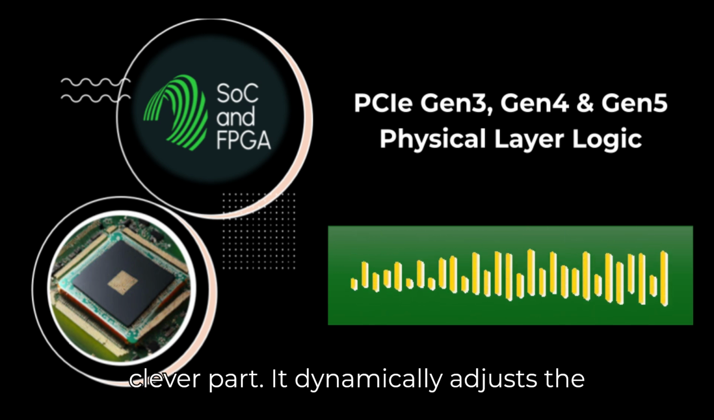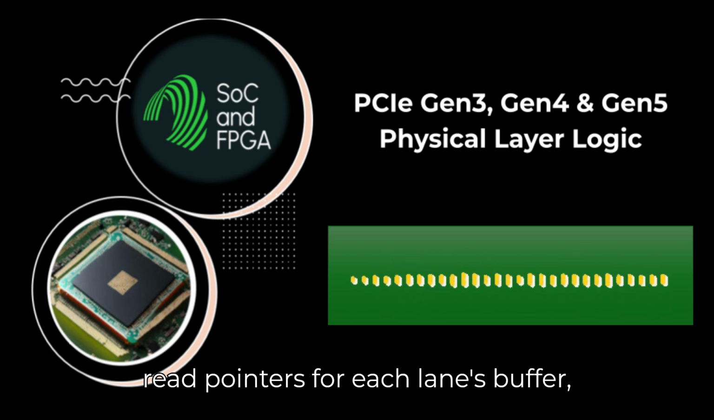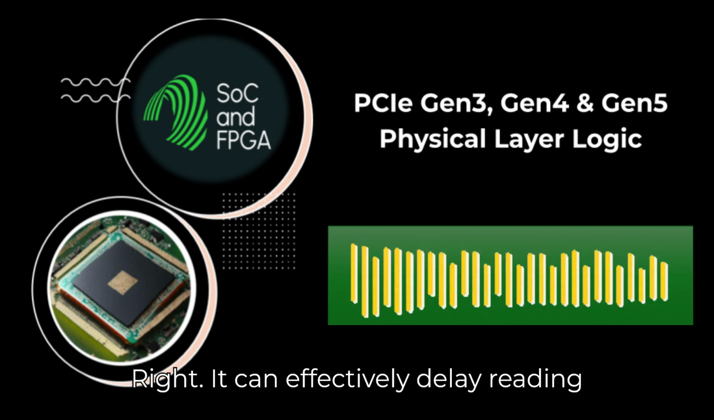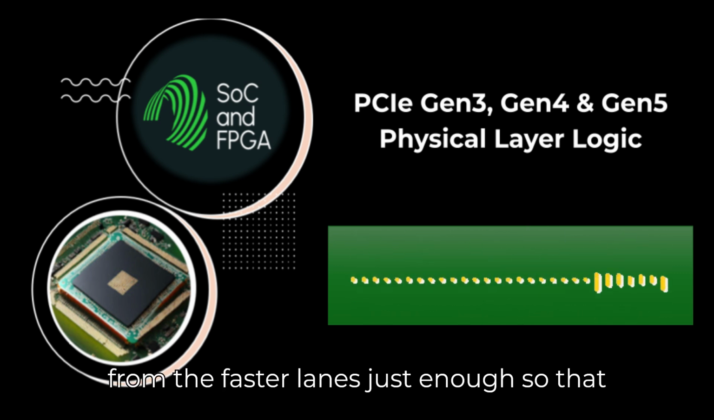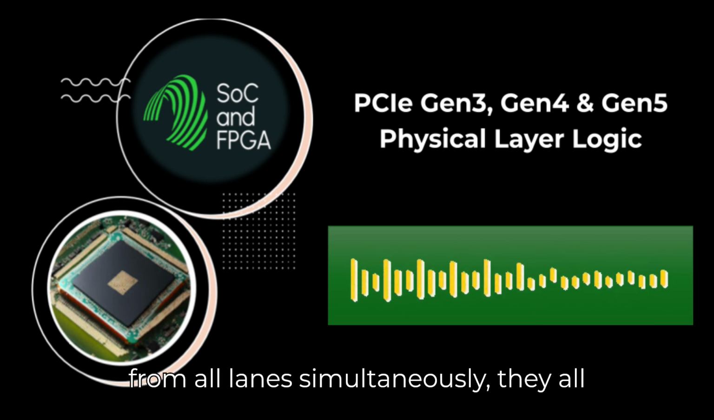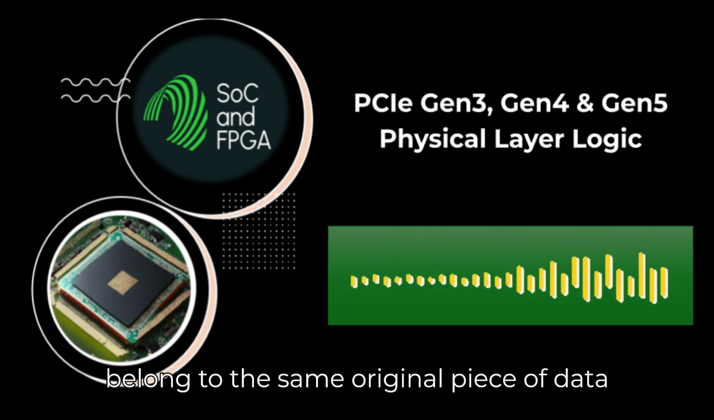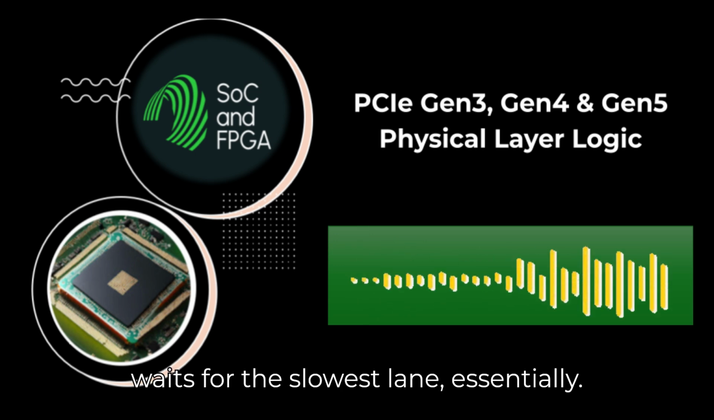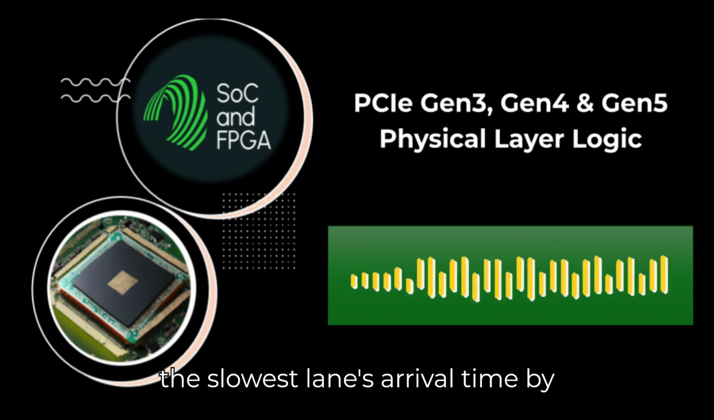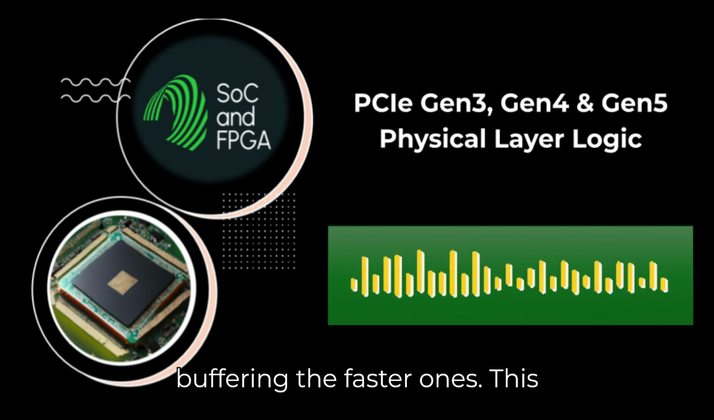It dynamically adjusts the read pointers for each lane's buffer. Adjust when it reads the data out. Right. It can effectively delay reading from the faster lanes just enough so that when it does read the 128-bit payloads from all lanes simultaneously, they all belong to the same original piece of data that was transmitted together. So it waits for the slowest lane, essentially. In effect, yes. It aligns everything to the slowest lane's arrival time by buffering the faster ones.